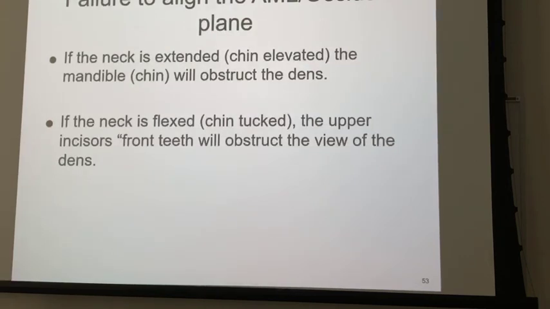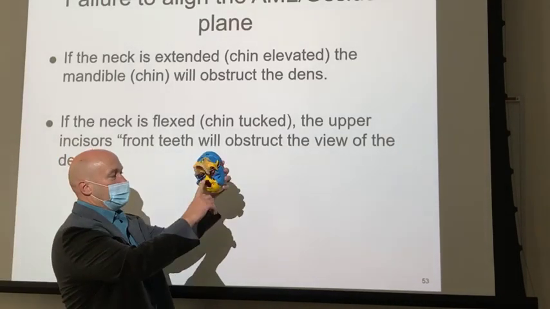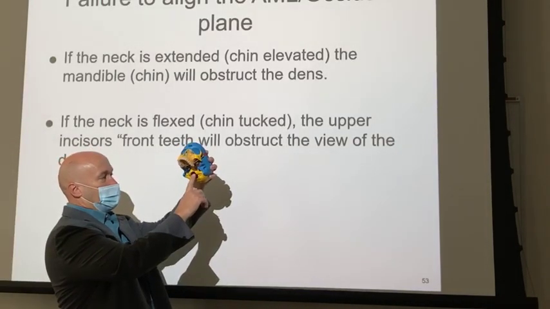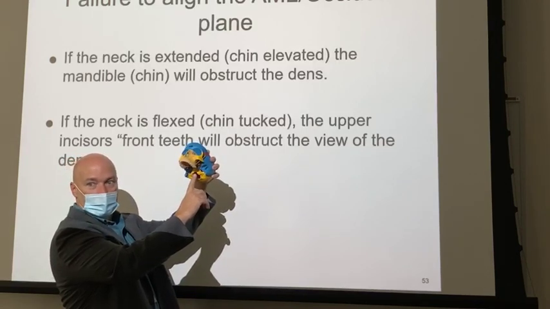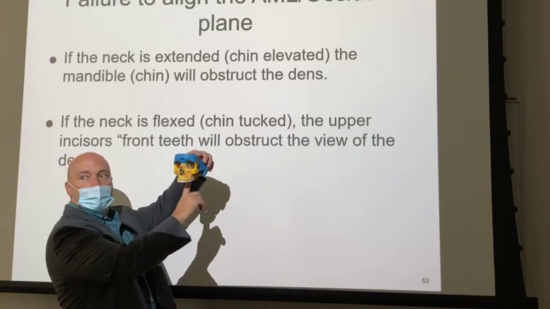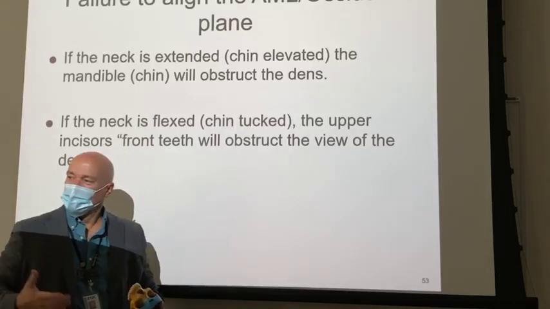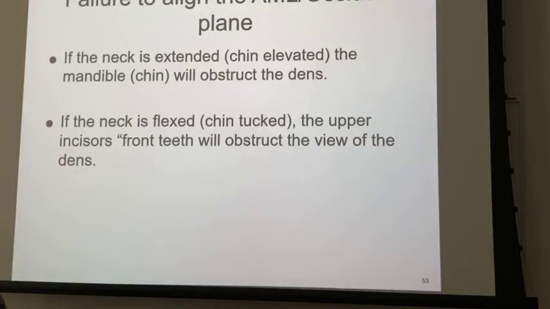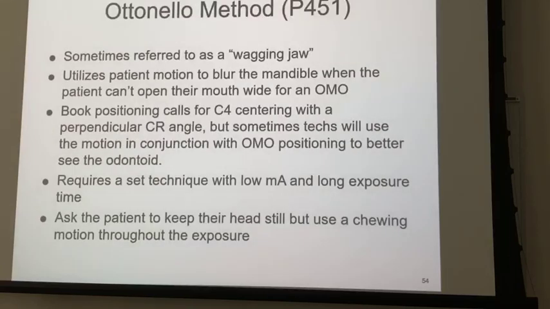So if you fail to align the AML with the occlusal plane, what you're going to have is one of two things again. You're either going to have the base of the skull over your odontoid process, indicating that your neck is in extension, or the teeth, indicating your neck is in flexion. So on the test, don't be afraid to move your head around and understand, even if you gotta go like this, get an idea of what went wrong with the image.